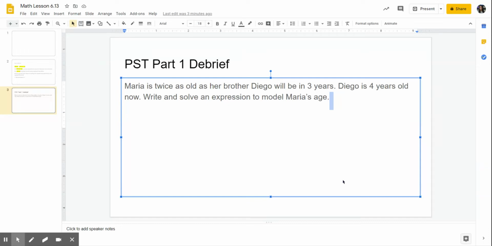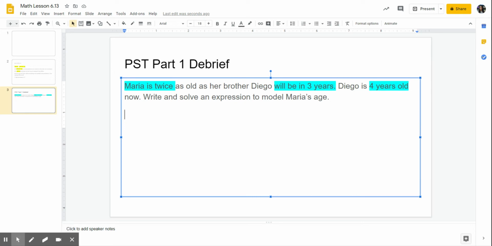So this problem is asking us to do a couple things. First thing we need to do is carefully read the problem and come up with an expression to match the situation. After, we need to evaluate the expression.